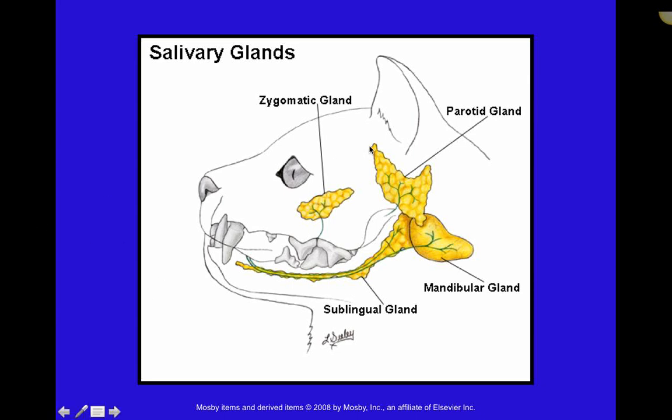So here we have the zygomatic gland, which is unique to carnivores, so to dogs and cats. Sublingual gland, which runs along the mandible, underneath the tongue. And if you think about it, that's the one, some people press their tongue within their mouth and can shoot saliva out from under their tongue. So that's that one. Mandibular gland is at the base of the mandible, the caudal aspect of the mandible. And then the parotid gland is just ventral to the ear canal.